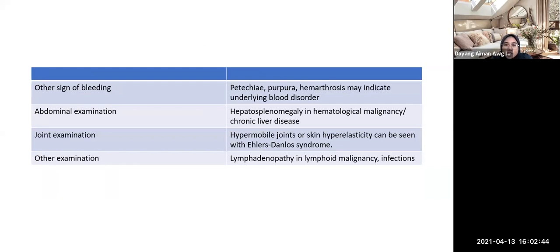And then joint examination, as mentioned, for hemarthrosis. And also a specific disease is Ehlers-Danlos syndrome, which is a non-hematological cause. It presents with hypermobile joints or skin hyperelasticity. Other examinations we can do to rule out are lymph node examination, palpating the cervical, axillary and inguinal lymph nodes, which may suggest lymphadenopathy, or infection.